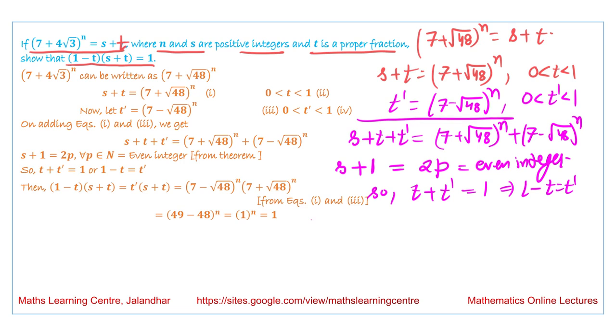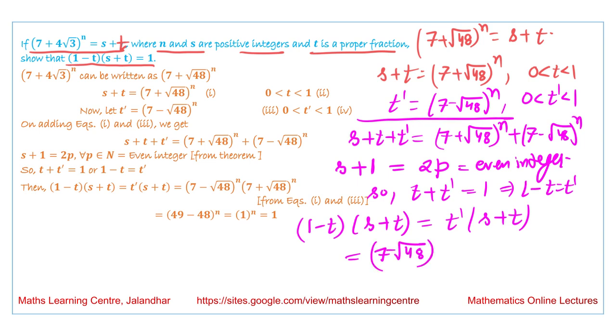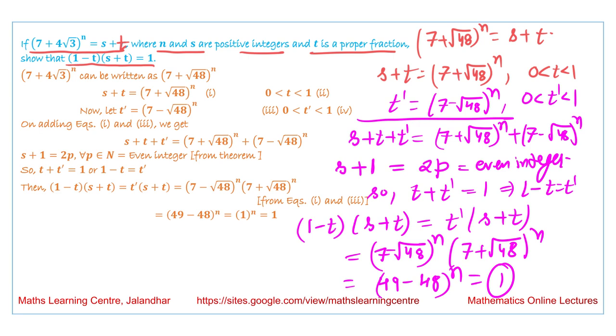Now if we want to calculate the value of 1 minus t into s plus t, it is equal to t dash into s plus t. So it is equal to 7 minus root 48 raised to the power n into 7 plus root 48 raised to the power n. So this is equal to 49 minus 48 raised to the power n, which is equal to 1, and this is what we had to prove.